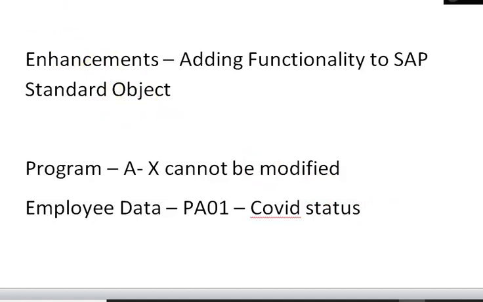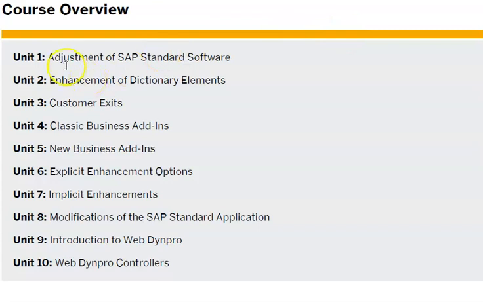So let's see what are the different possibilities of adding some new code to the existing one. What are the different ways in which we can do it, and what are the objects that we can enhance? Let's understand that. We're going to look at adjustments of SAP standard software, enhancement of dictionary elements, which means database tables, data elements, domains, and customer exits.